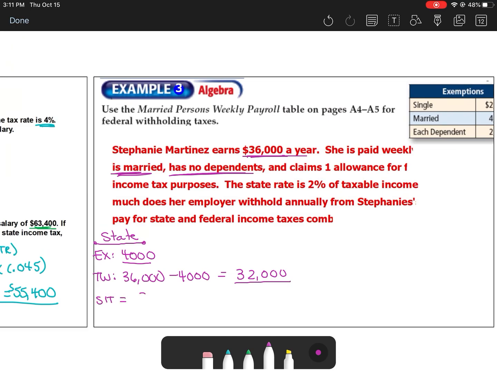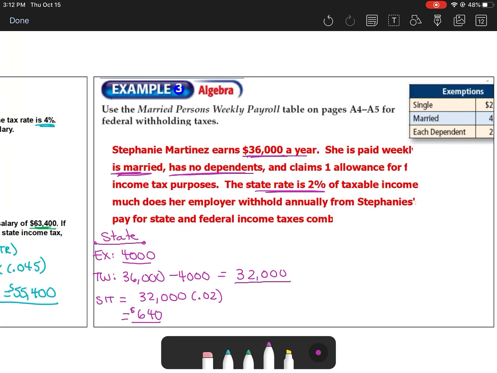So that's equal to her taxable wage times the rate. So the state rate is 2%. So I'm going to times that by 0.02. And that gives me $640. Okay, so I've answered that question.